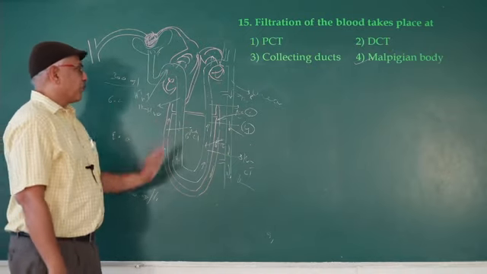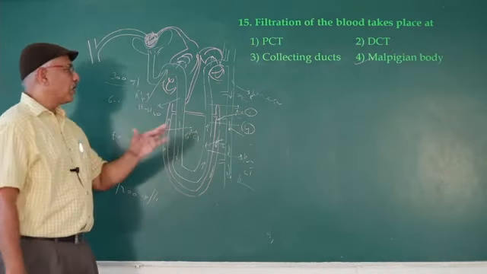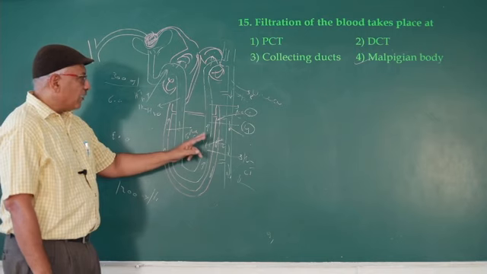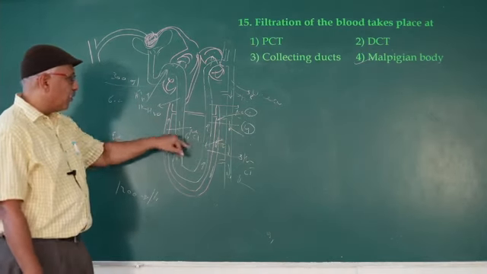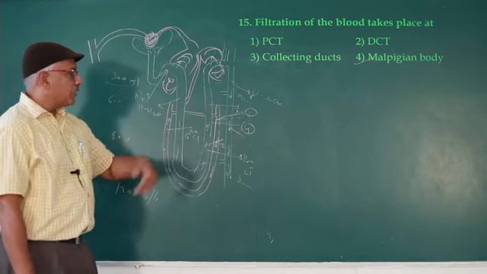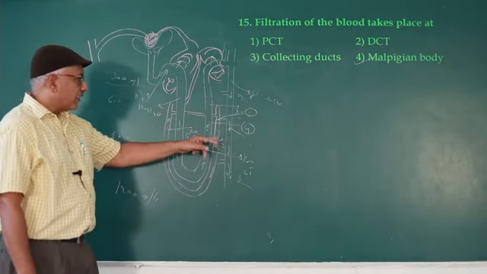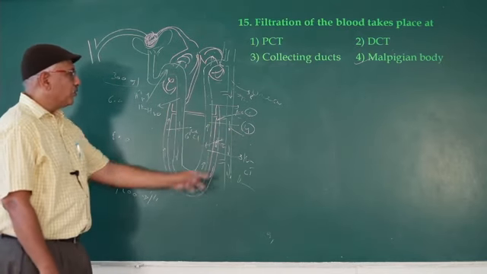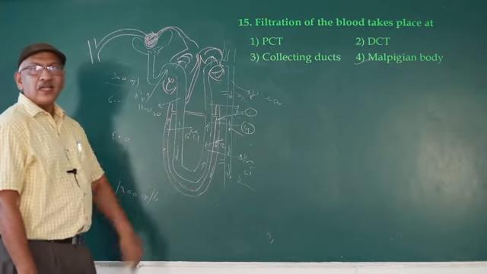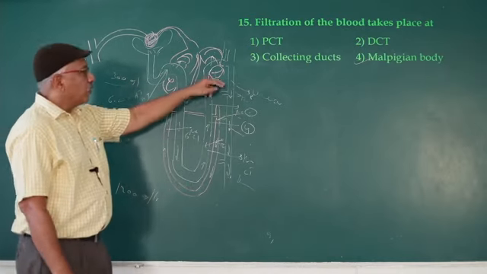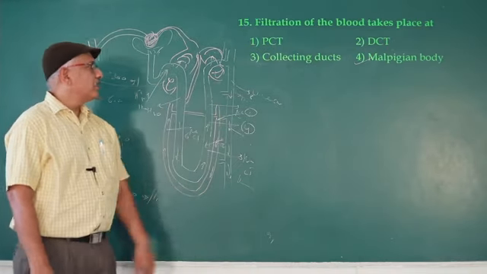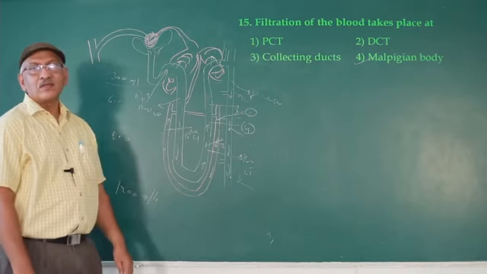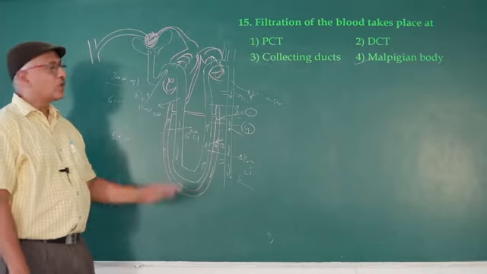Now a possible question: sodium chloride is reabsorbed from which parts? Sodium chloride is reabsorbed from the ascending limb of loop of Henle and the ascending limb of vasa recta. Sodium chloride is secreted into the descending limb of vasa recta. Urea is secreted into the ascending limb of loop of Henle. Urea is reabsorbed from the straight collecting duct. So all are possible questions. With the help of a diagram, you can easily remember.